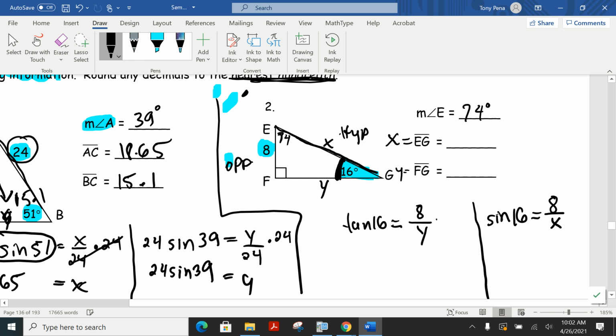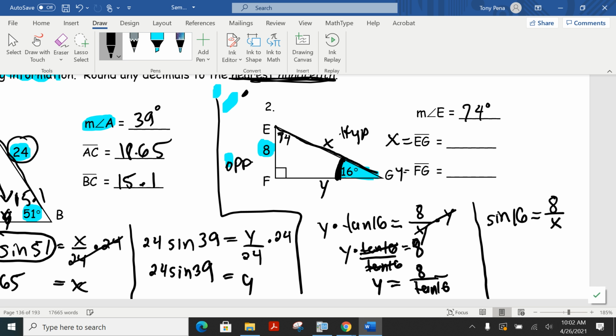Now let's see if we remember how to solve this. We don't want the Y in our denominator, so we're going to multiply the Y to the other side. Then we have Y times the tangent of 16 equals 8. And since this is a product, the way we undo products is through division. So what that does is get rid of this. Our answer, when we divide the other side by the tangent of 16, should be whatever this gives you.